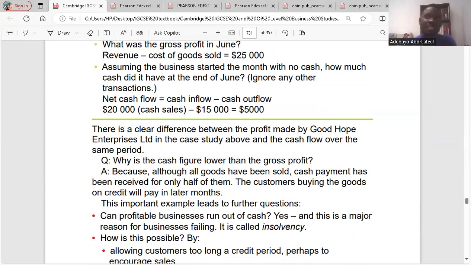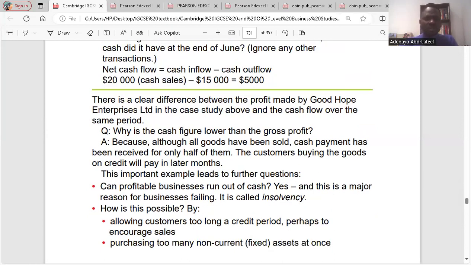20,000 was received in cash. 20,000 wasn't received yet. So that's why the cash figure is lower than the gross profit. I think it's clear. Although all the goods have been sold, cash payment has been received for only half of them. So the customer buying the goods on credit will pay in later months.